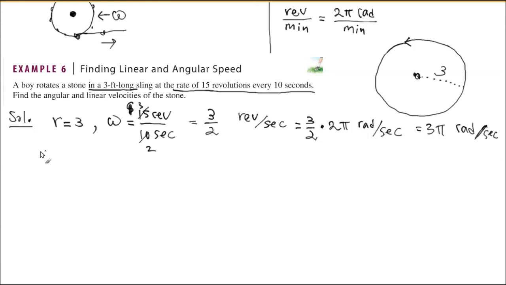So we answer that angular speed. Find the angular velocity. That's what I mean by that. Angular velocity of the stone. So omega is 3 pi radians per second. It's the exact answer, and you can convert it to 9 point something, but that will be approximate. Any question about the angular speed part?